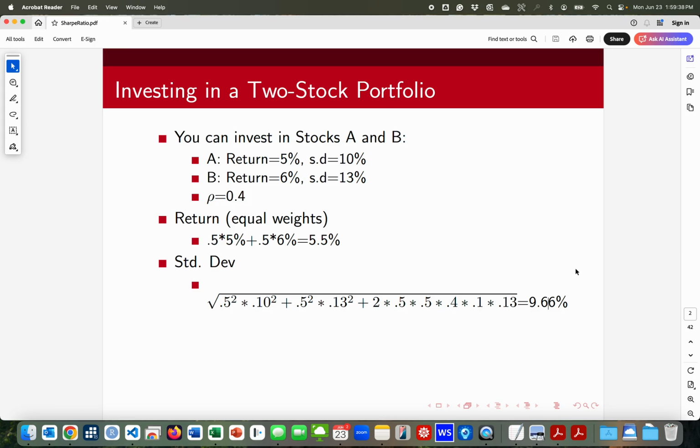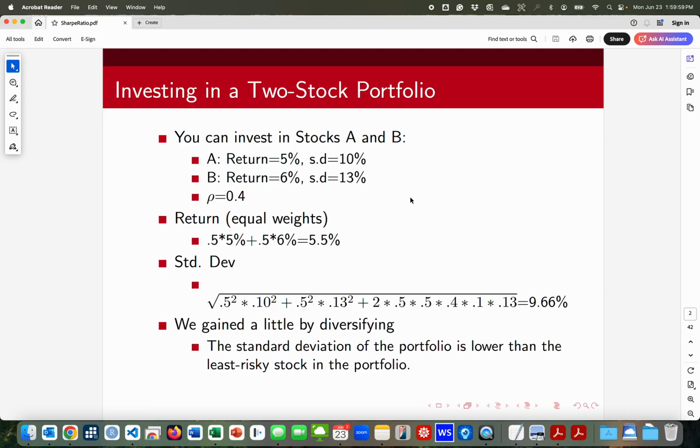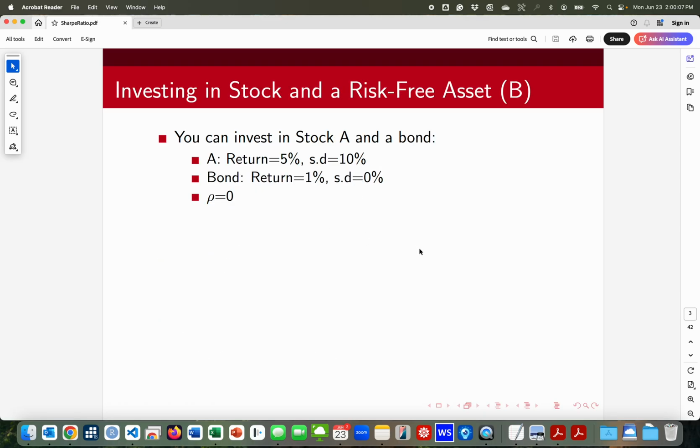So we see a little bit of benefit here from investing in both A and B. We get a return that's slightly higher than A, and we get a standard deviation that's lower than A. We're not doing quite as well on the return as B, but notice our standard deviation is lower than this one right here. So we get a standard deviation of the portfolio that's lower than the least risky stock in the portfolio. And that's what I'm calling the benefit of diversification.